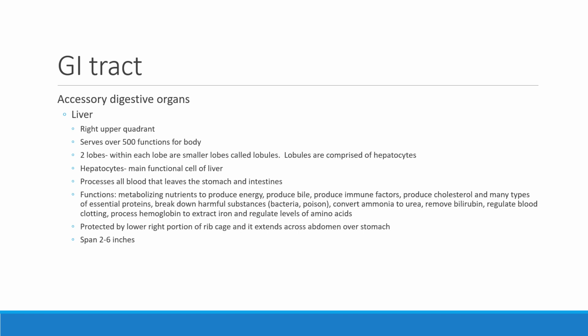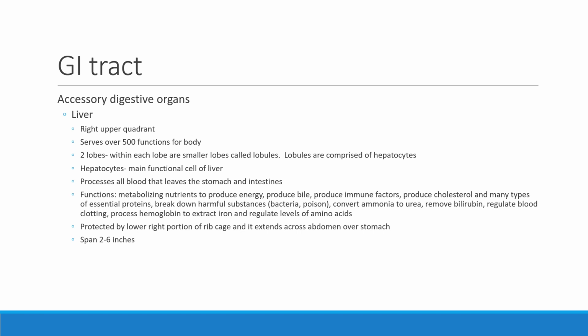The liver processes all blood that leaves the stomach and intestines. So some of the major functions are metabolizing nutrients to produce energy, produce bile, produce immune factors, produce cholesterol, and many types of essential proteins. Our liver also breaks down harmful substances such as bacteria and poison, converts ammonia to urea, removes bilirubin, regulates blood clotting, processes hemoglobin to extract iron, and regulate levels of amino acids.